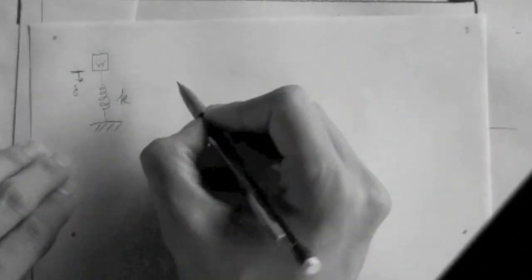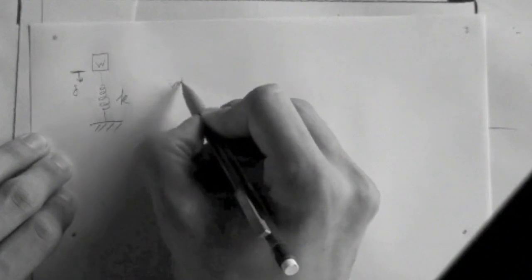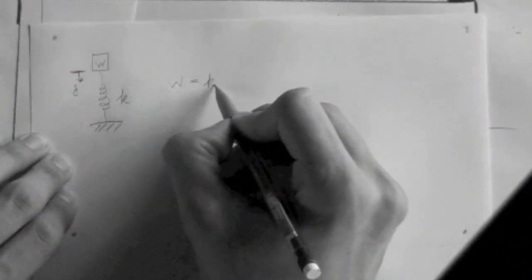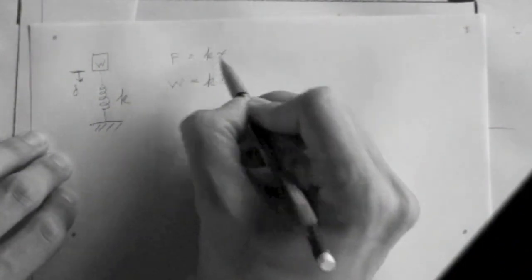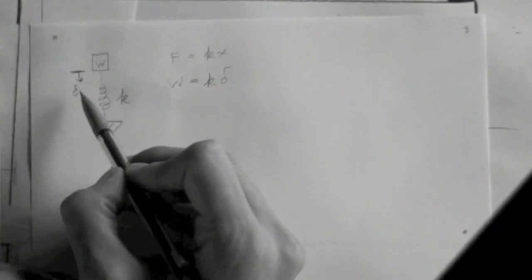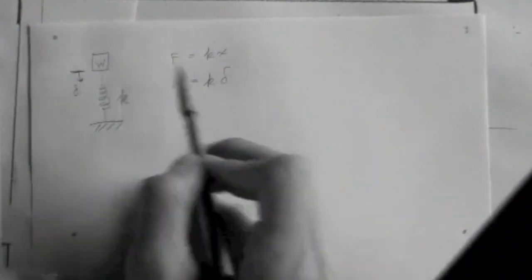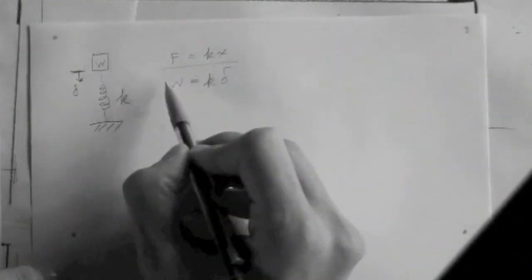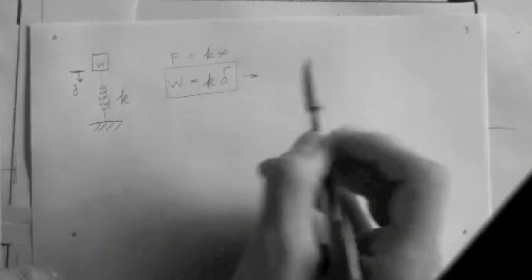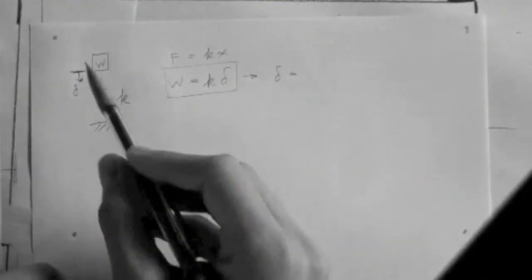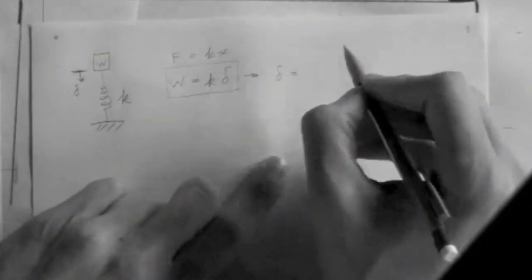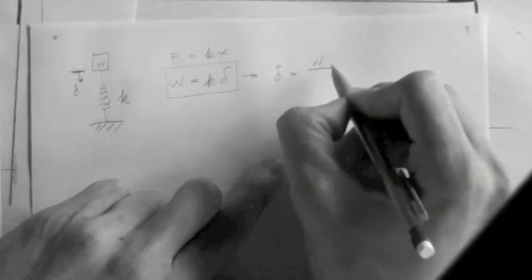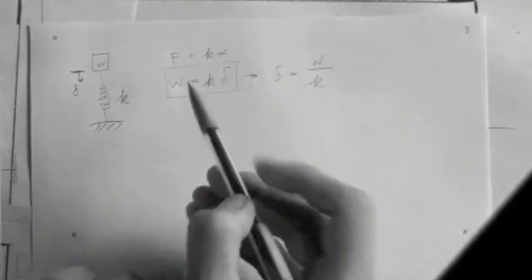Or any weight. You know this law, this is Hooke's law, that tells you that the force is equal to the stiffness times the deformation. Often this is written as F is equal to Kx, but here we have denoted the deformation as delta and the force as W, the weight. This means that delta, which is what we want to know given the stiffness and the weight, is equal to the weight divided by stiffness. It's just algebra.